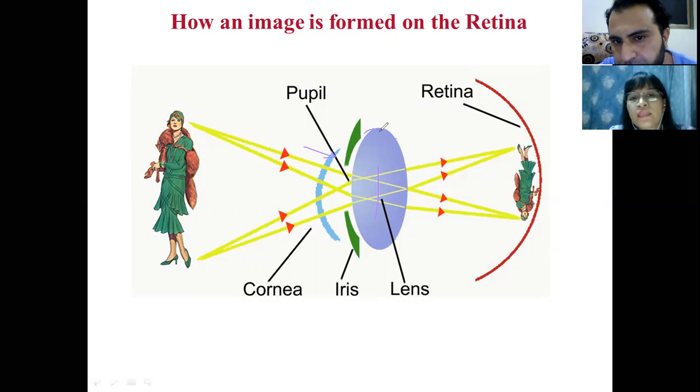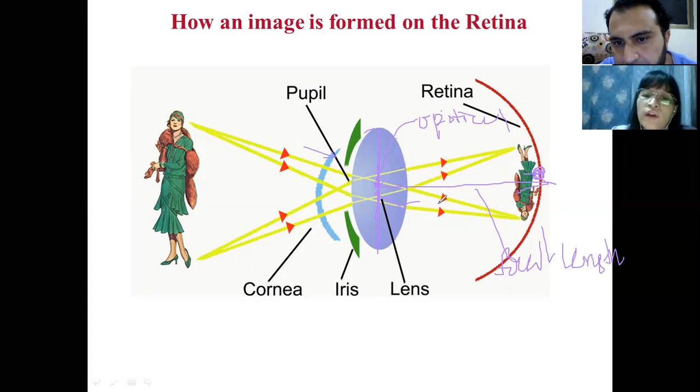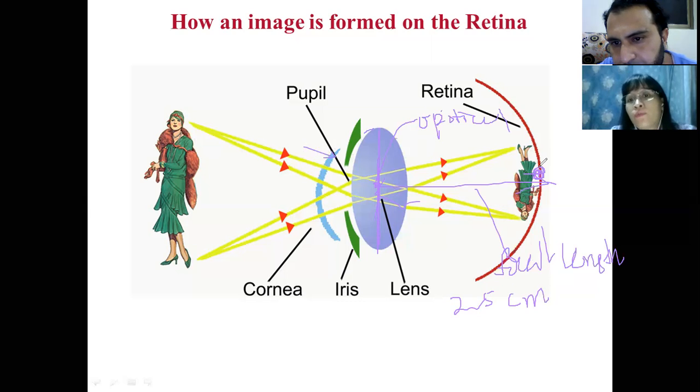The center of the eye lens is also called the optical center. The distance between that optical center and the focus area on the retina is called the focal length. The focal length in our eye is about 2.5 centimeters. It's a very short distance. To get a clear image, the light rays diverging from the object need to be bent and reach the retina clearly.